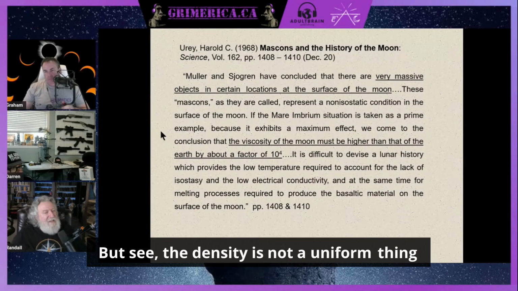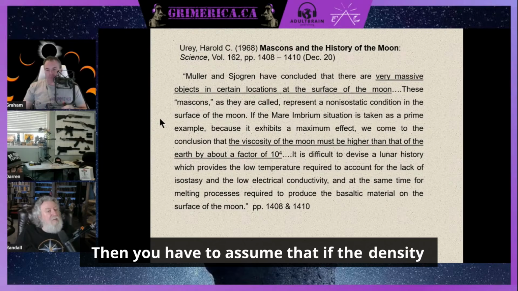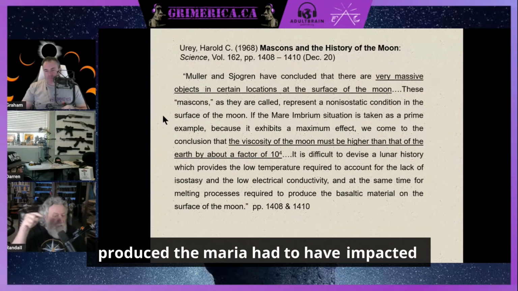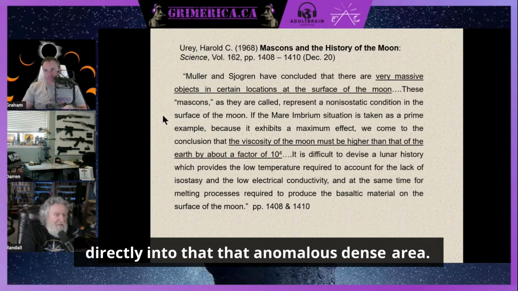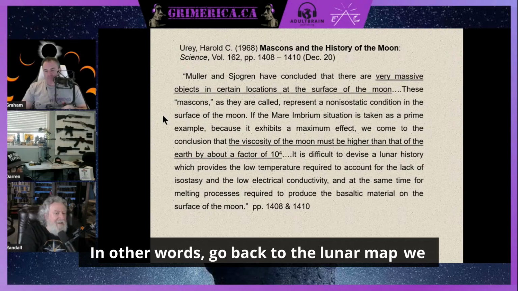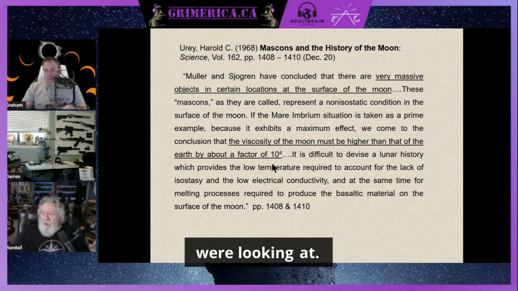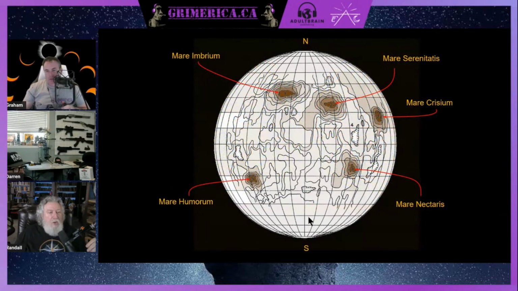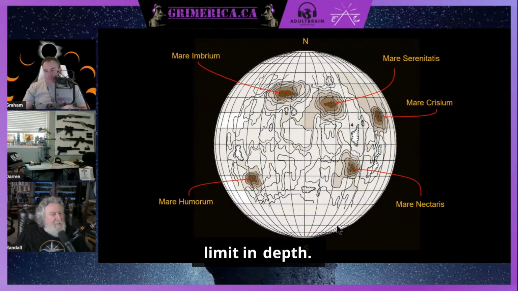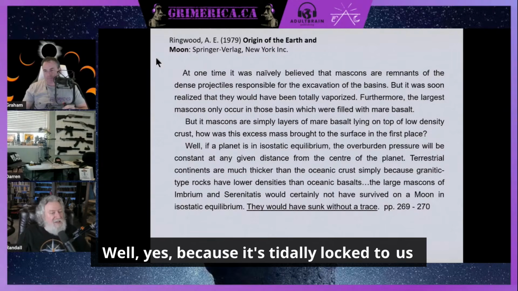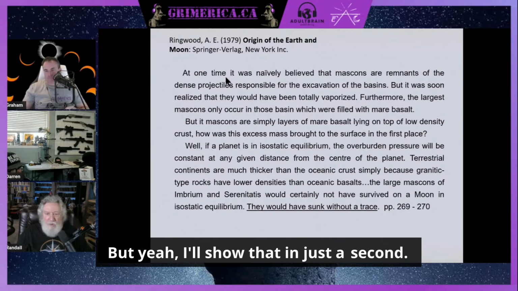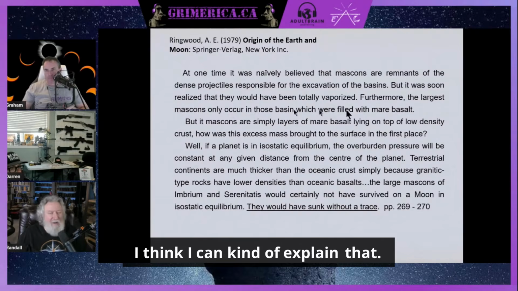But see, the density is not a uniform thing over the surface. Then you have to assume that if the density was already there, then all of the impacts that produced the maria had to have impacted directly into that anomalous dense area. In other words, go back to the lunar map we were looking at. So, are all the craters the same ratio of depth to length? No, but what they do have is a limit in depth. Well, yes, because it's tidally locked to us, because the crust apparently is so rigid that, yeah, I'll show that in just a second. I think I can kind of explain that.